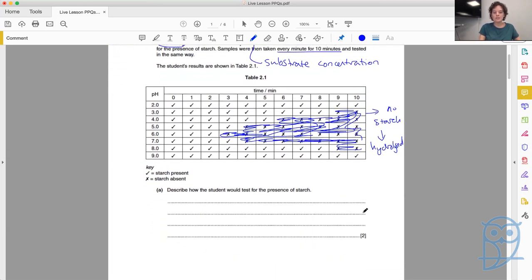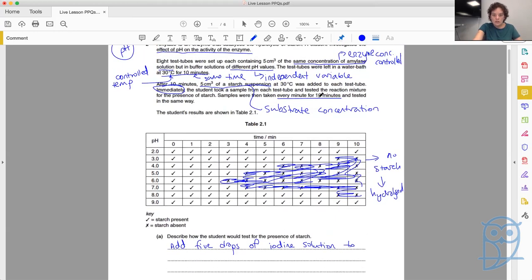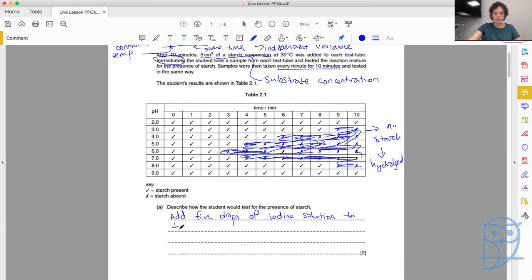Describe how the student would test for the presence of starch, recapping biological molecules. Okay, so we would add 5 drops of iodine solution to the sample withdrawn. Okay, we're always precise, we're always exact.